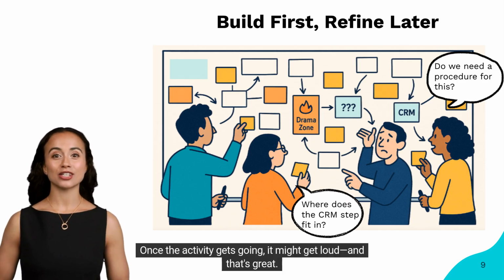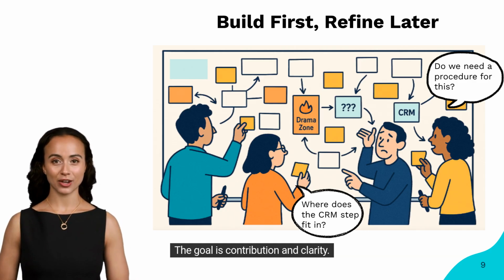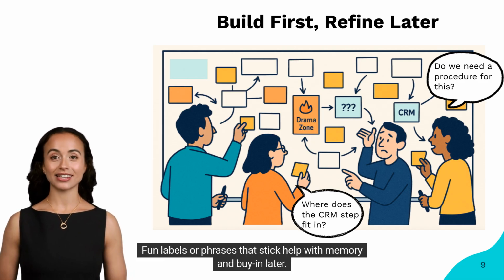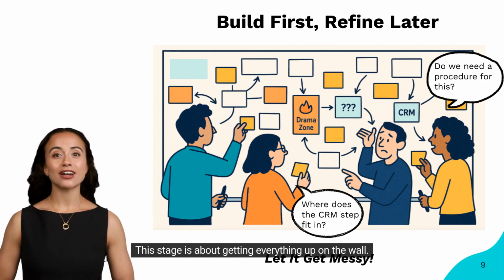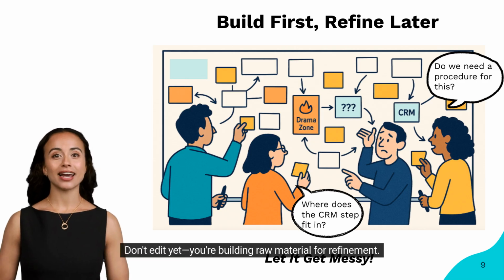Once the activity gets going, it might get loud, and that's great. The goal is contribution and clarity. Let people add their own flavor. Fun labels or phrases that stick help with memory and buy-in later. This stage is about getting everything up on the wall. Don't edit yet, you're building raw material for refinement.